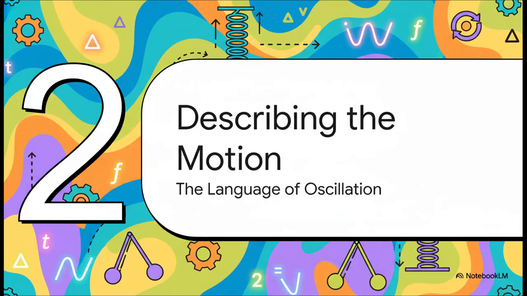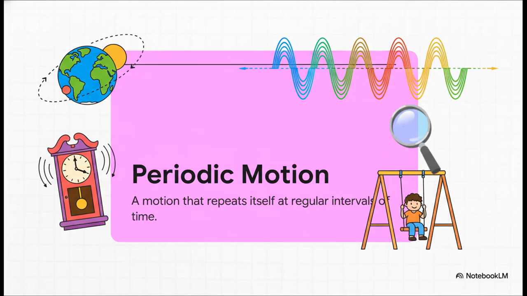Now, to really get a grip on this, we need to speak the language. Physics gives us a few key terms that let us describe this repeating motion with a ton of precision. First, we've got the big, broad category, periodic motion. And this is just what it sounds like. It's any motion that repeats itself over and over again on a regular schedule. The Earth going around the sun, that's periodic. The second hand on a watch, periodic. It just keeps on going.